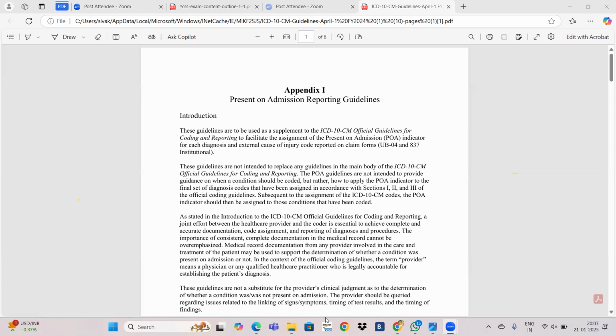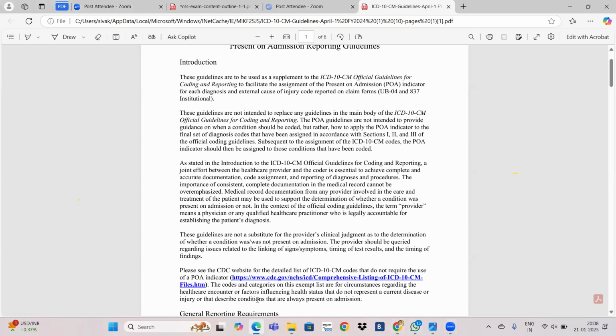Remember, guys, these are inpatient coding related guidelines: present on admission reporting guidelines. You will get 3 multiple choice questions. Here there is no coding, nothing, only guidelines. You will get 5 indicators. First thing, where we need to use these guidelines.